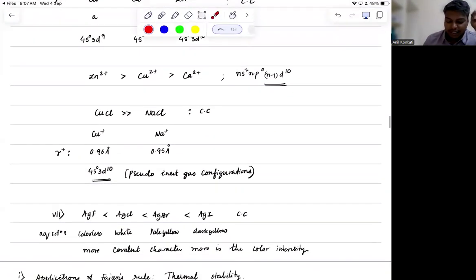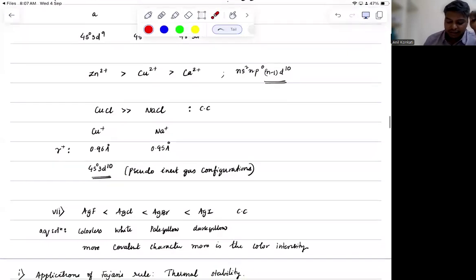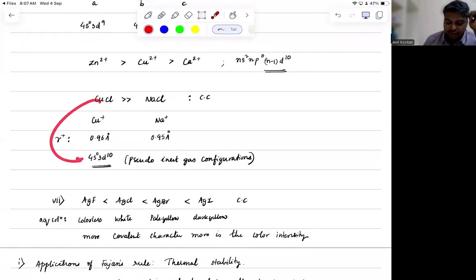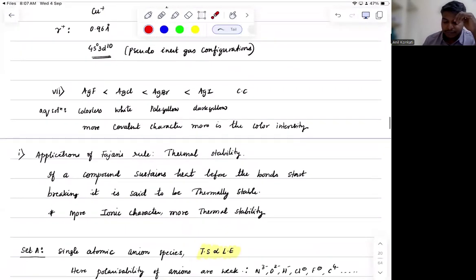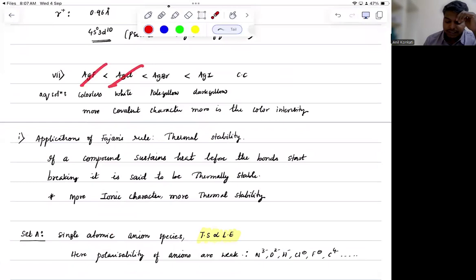Similarly, if you take CuCl and NaCl, Cu+ will have a similar radius as that of Na+, but this will have a pseudo octet completed or inert gas completed structure. So therefore, this will show covalent character. Next, AgF, AgCl, AgBr, and AgI. AgI will have the highest covalent character.